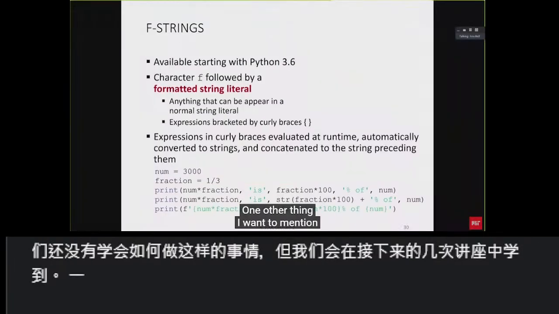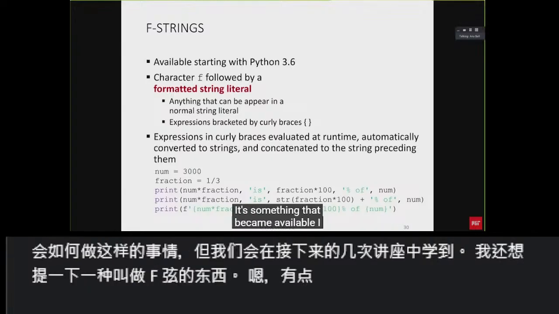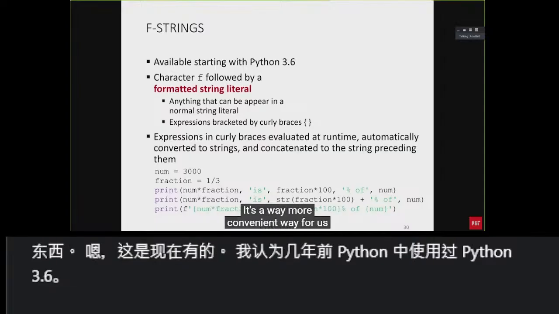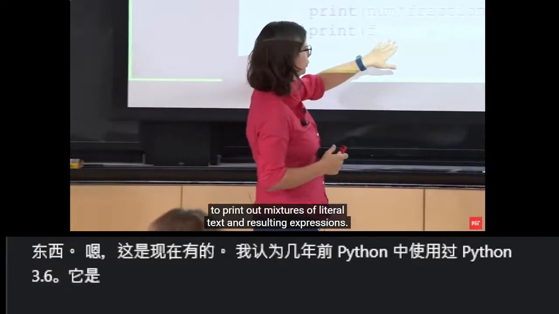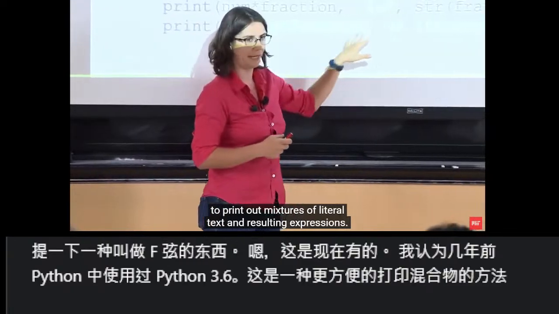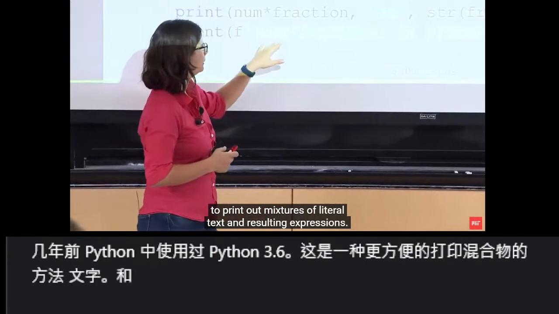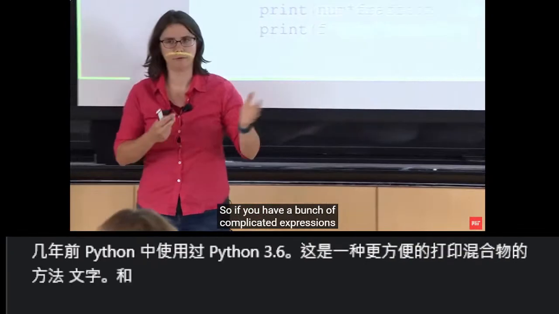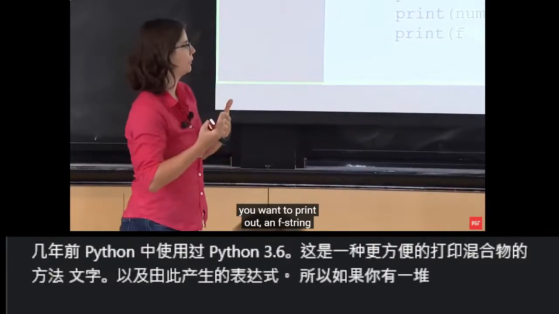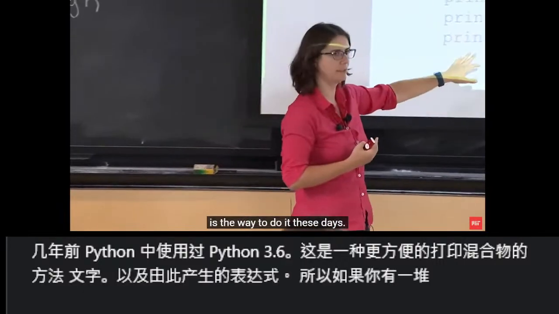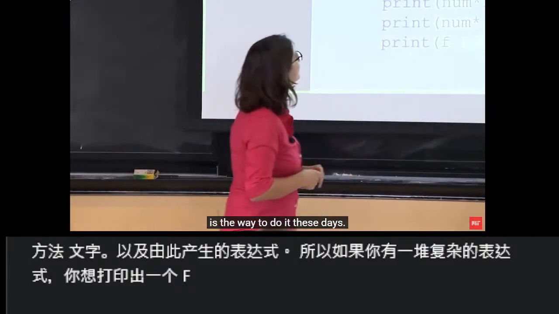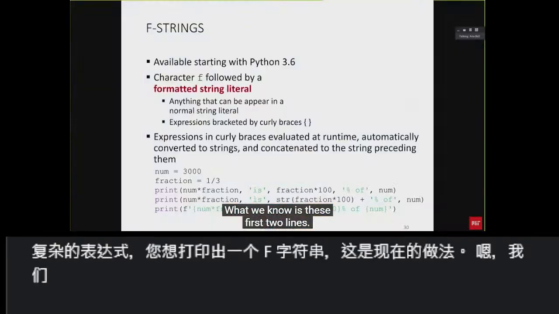One other thing I want to mention is this thing called an f-string. It's something that became available, I think, a couple years ago in Python with Python 3.6. It's a way more convenient way for us to print out mixtures of literal text and resulting expressions. So if you have a bunch of complicated expressions you want to print out, an f-string is the way to do it these days.